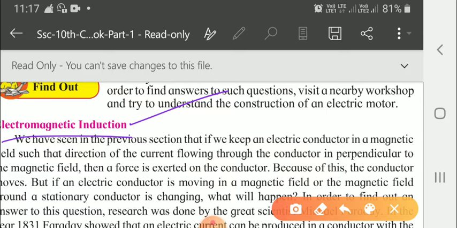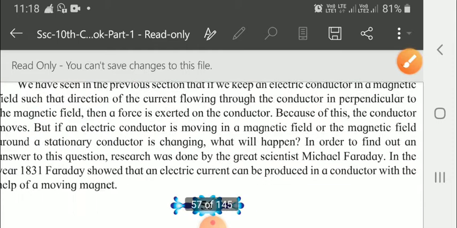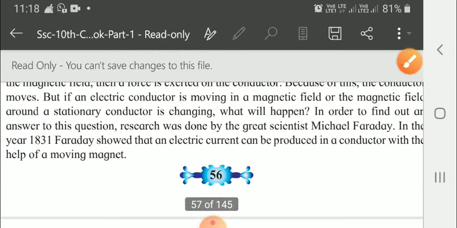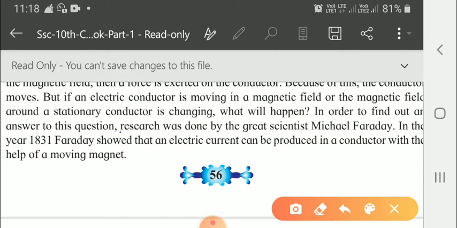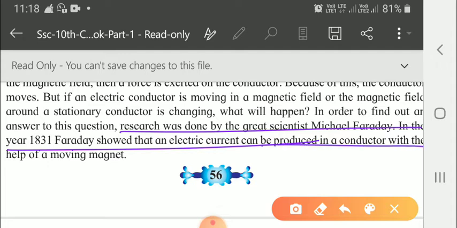But if an electric current is moving in a magnetic field, or the magnetic field around a stationary conductor is changing, then what will happen? In order to find this out, research was made by a scientist. His name was Michael Faraday. So this point you have to underline: the research was made in the year 1831. Faraday showed that an electric current can be produced in a conductor with the help of a moving magnet.